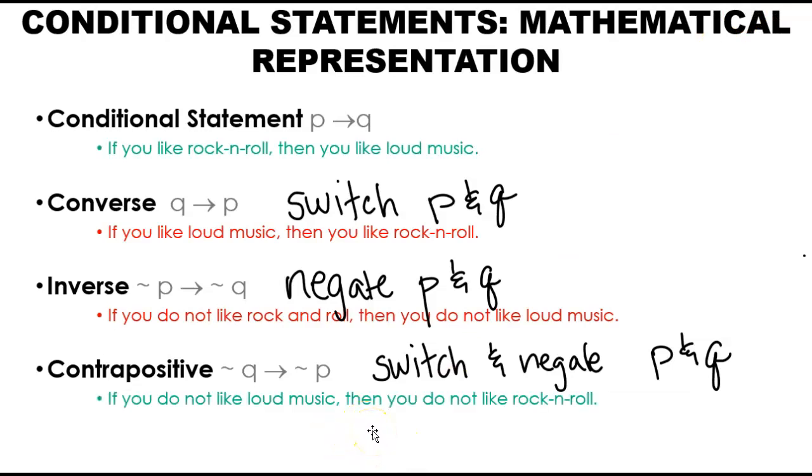So it says, if you do not like loud music, then you do not like rock and roll. And what you can do, what I like to do, is I like to just go back to my converse statement where I've already switched them, and then just negate that. Okay. So when it said, if you like loud music, negating it goes, if you do not like loud music.